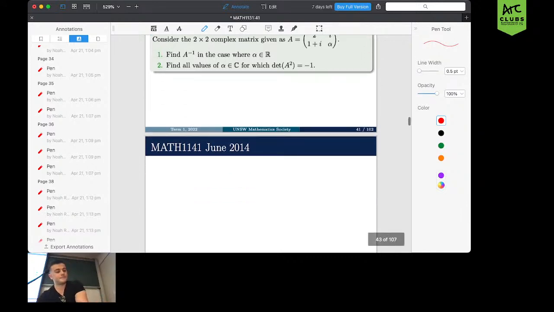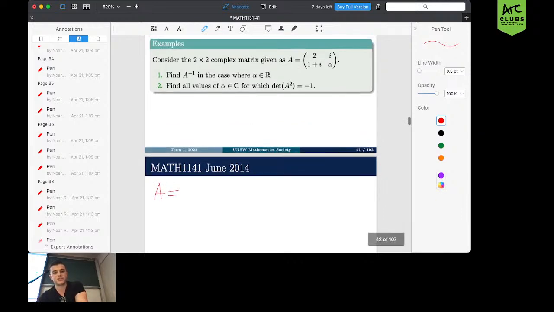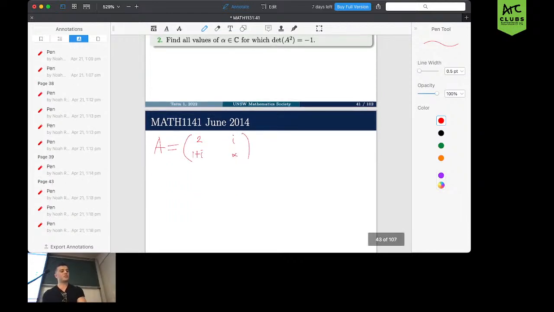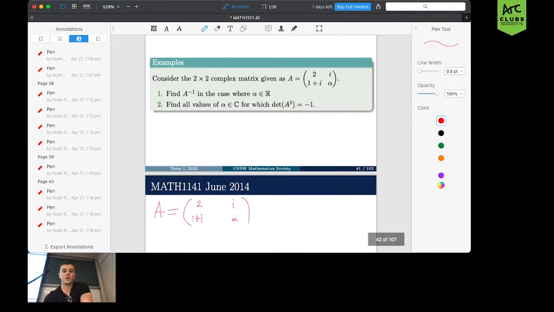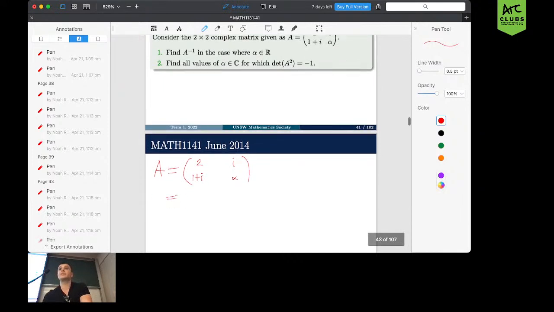So we know that A was this matrix here. I'll just rewrite it because I'm eventually going to scroll down. So 2, 1 plus i, and alpha, like that. Now, the way in which you solve for A inverse is not actually that bad. So if we want to find A inverse, does anyone know the formula for 2x2 inverses?